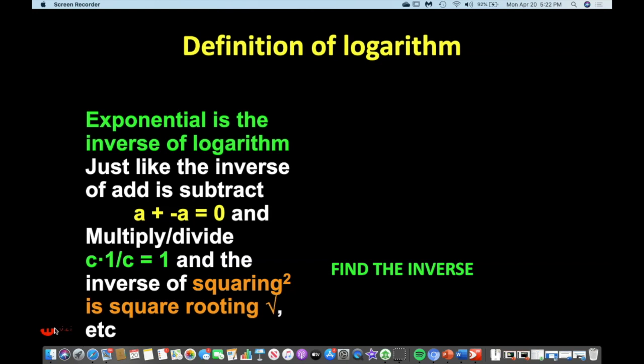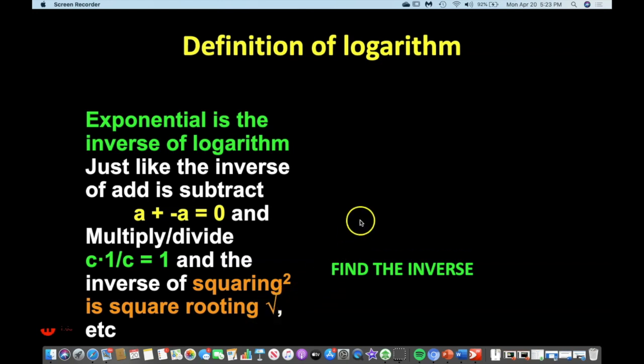A logarithm and exponentials, which we've just studied, are inverses of each other. Well, you go, I'm not sure what an inverse is. Well, the inverse of add is subtract. A plus negative a, 5 plus negative 5 equals 0. You reverse what you started with. The inverse of multiplication is division. So we say c times 1 over c equals 1. This is called the inverse property. The inverse of squaring is square rooting. Guess what the inverse of exponentials are?